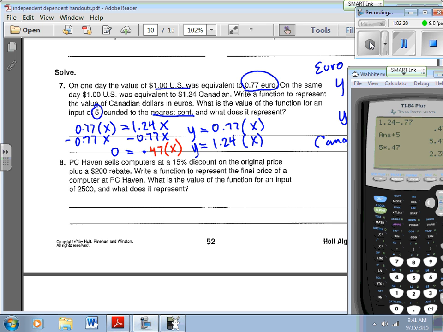0.77 and 1.24 would give the 47 cents, which is the difference between Canada and the euro. So what you would have to do is multiply that by 5 to find how much extra there is more than the 5. And since that's how much extra there is, you just add it to the 5. All right, good.